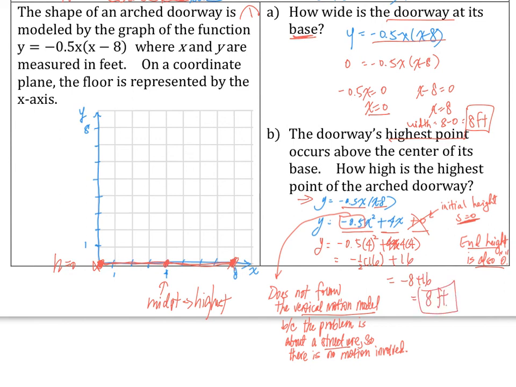So I can plot this point at 4, 8. And you can draw your parabola. And so this will be your doorway. So if this was a door, and you got your handle. Okay? And this concludes the lesson.